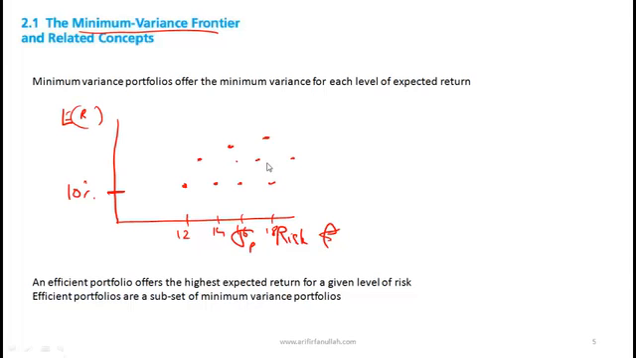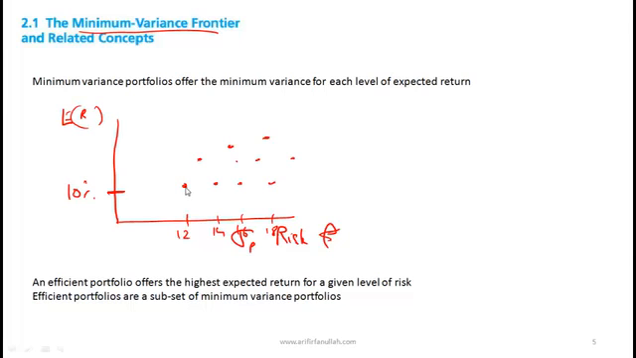What does each dot here represent? A different portfolio with different combinations of assets. Two portfolios with the same assets in different weights, are they separate portfolios? Yeah. If the weights are different, even though the assets are the same, that's considered a separate portfolio.